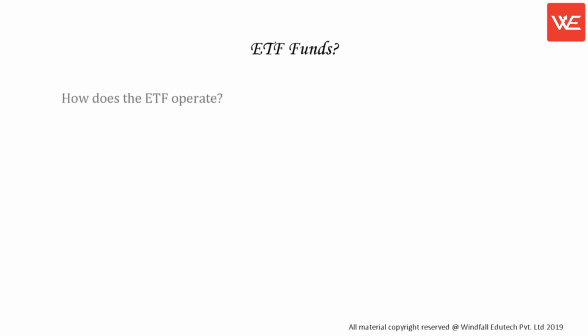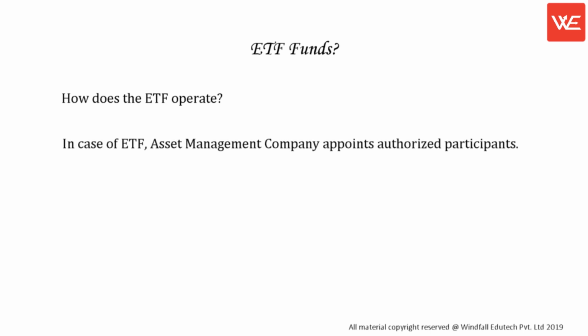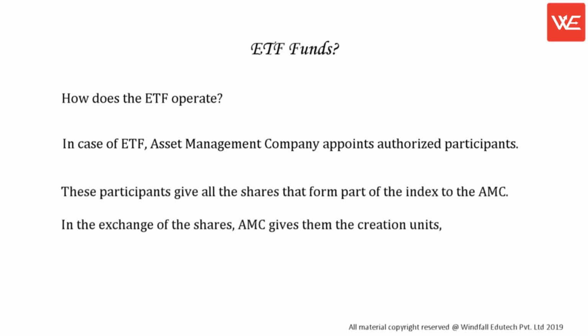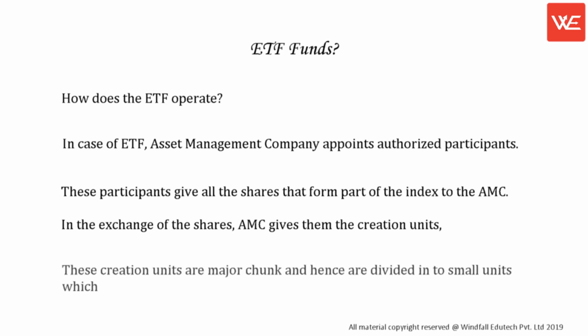How does the ETF operate? In case of ETF, asset management company appoints authorized participants. These participants give all the shares that form part of the index to the AMC. In the exchange of the shares, AMC gives them the creation units. These creation units are major chunk and hence are divided into small units which are bought and sold in the stock market by the APs.